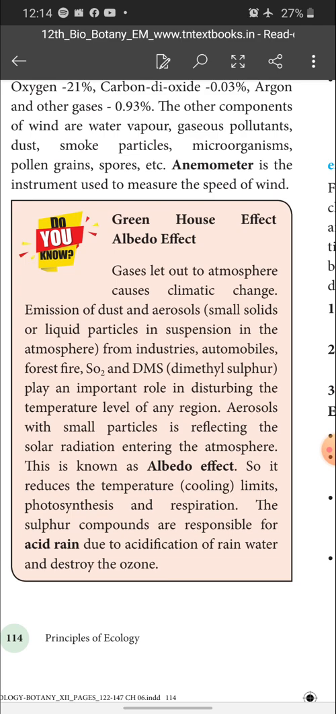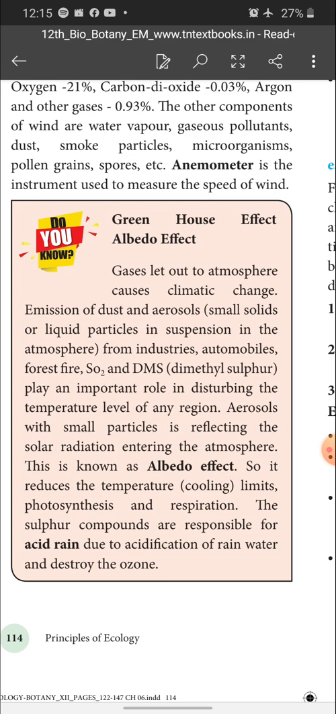Aerosols from industries, automobiles, forest fire, and sulfur dioxide and DMS, that is dimethyl sulfide, play an important role in disturbing the temperature level of any region. Aerosols with small particles reflect the solar radiation entering the atmosphere. This is known as albedo effect. What is albedo effect? Bracketed, 2 mark question.